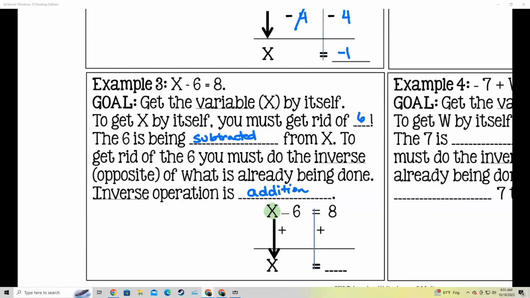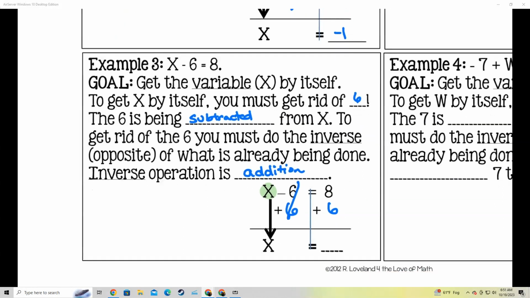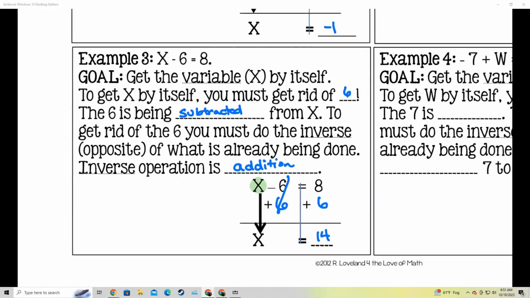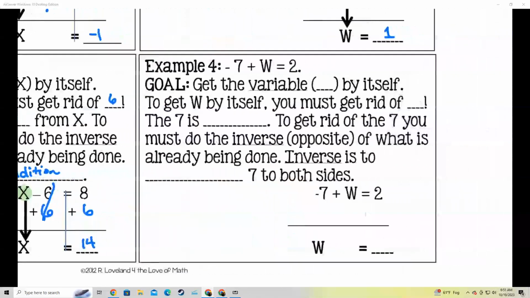So what I'm going to do is add 6 to both sides. These are going to cancel. I get 8 plus 6, and that gives me 14. Notice that the x just drops in that example. And then we're going to go on to example number 4.